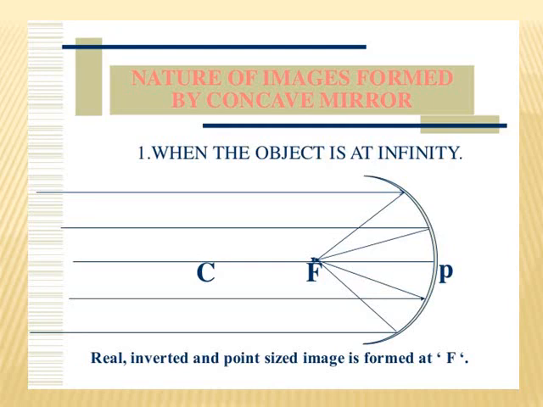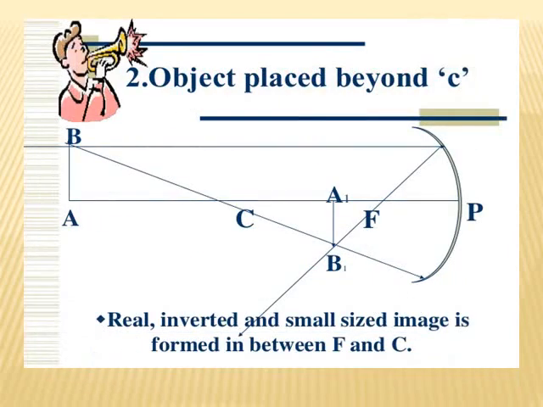So these are the qualities of the image. This is a very easy diagram. You can draw it. Now the image is placed beyond C. Now you observe the diagram. So P, the pole of the mirror, F, focus, C, center of curvature. So these are the positions.